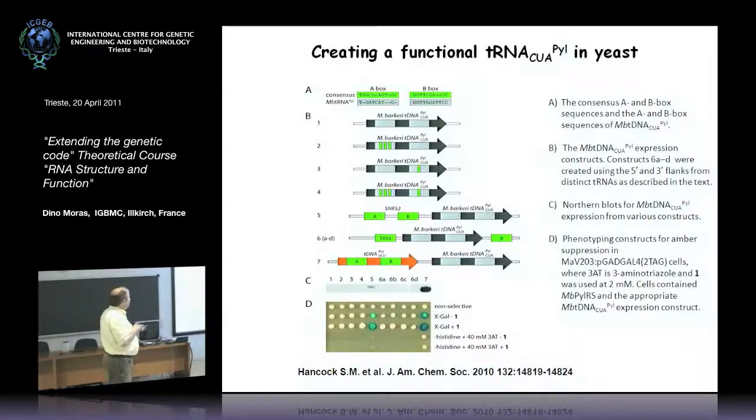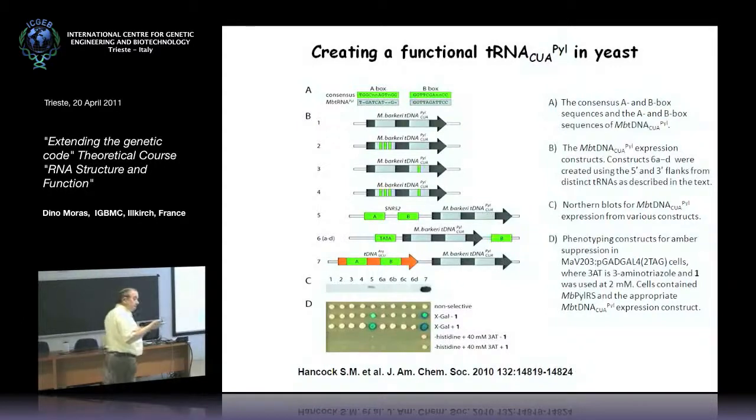This is the consensus, and this is the modified box of the bacteria. And these are several expression constructs that have been made, and these are the controls. And you see here you have a northern blot to see the expression from the constructs, and you see that this one is working more efficiently, and then you have the fifth one which is giving some, and the others don't work. So there is one construct which works, and that is very important progress.